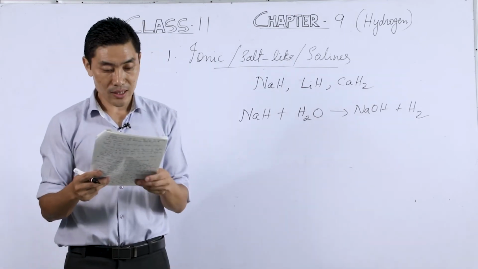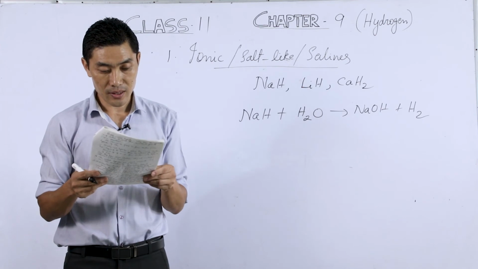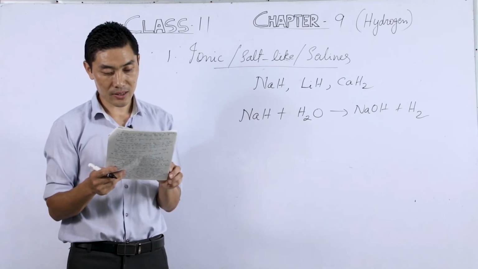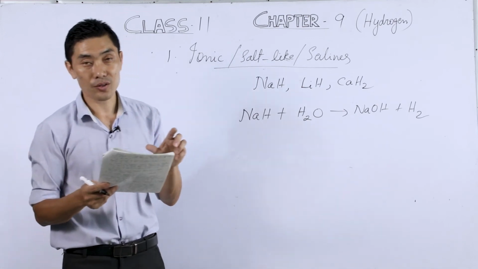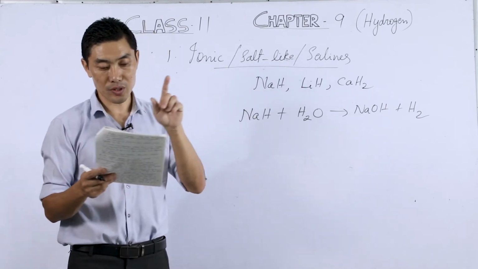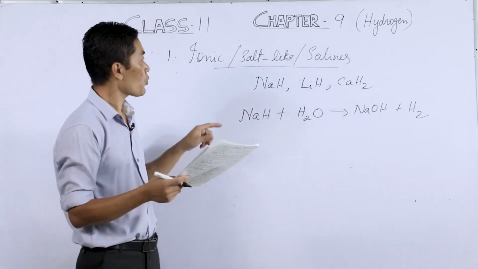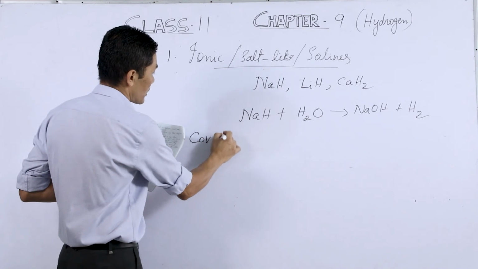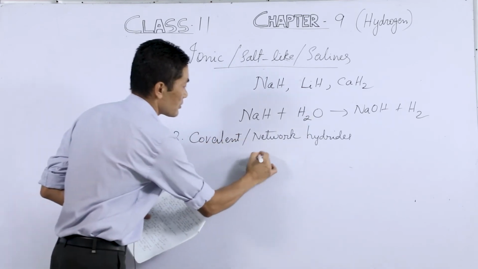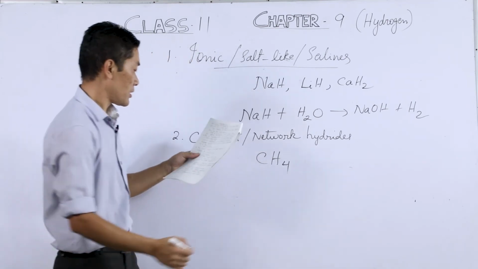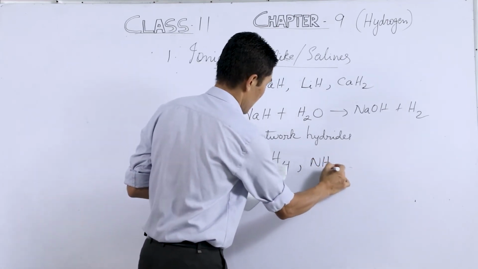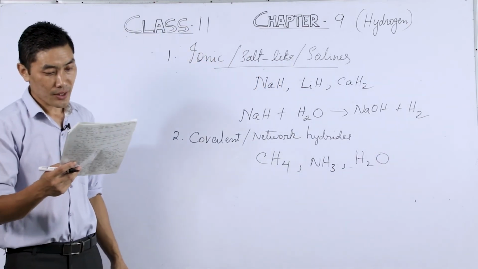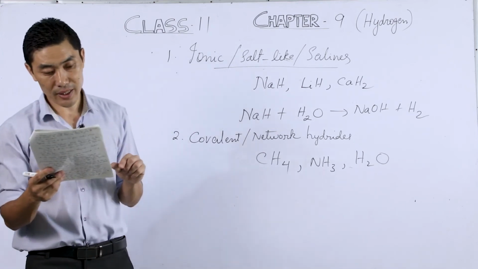The next type of hydrides is the covalent or molecular hydrides. Elements of the p block form these covalent hydrides. So elements from the p block, that means from group 13 to group 17, will combine with hydrogen to form covalent or network hydrides. For example, methane or ammonia or even water. These are examples of covalent or network hydrides. Now, molecular hydrides are further classified into the following types.